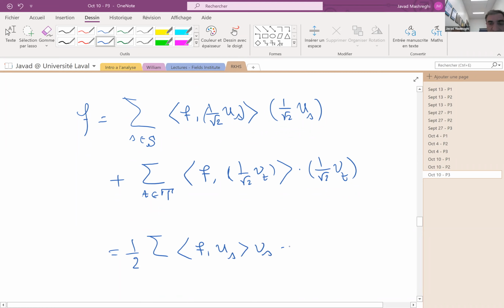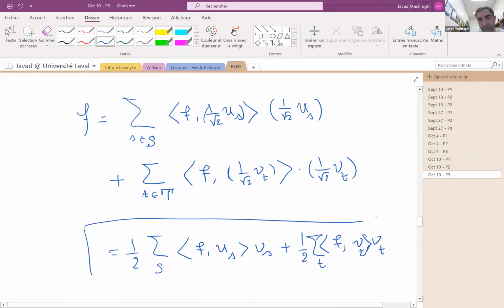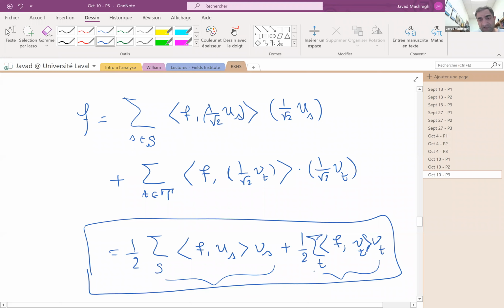But if you want to take 1 over 2 outside, these two become a half sum of the inner product of F with U_S times U_S, plus a half sum of the inner product of F with V_T times V_T. It's not a good idea, but just to show that this is equal to F, because this is F, and half plus a half gives us F. But let's stay with this representation.